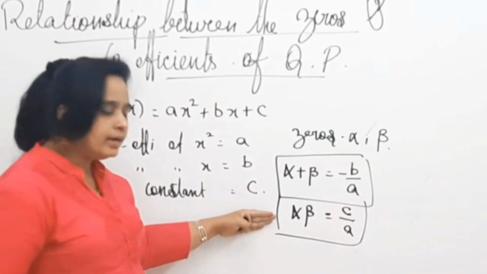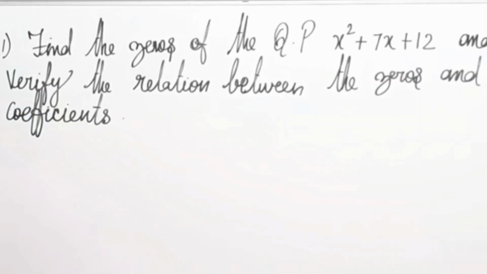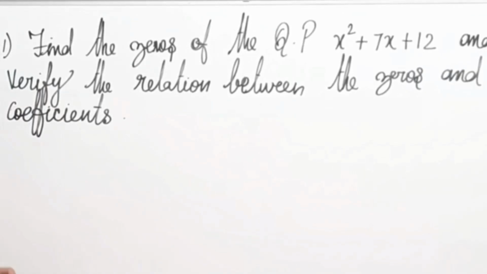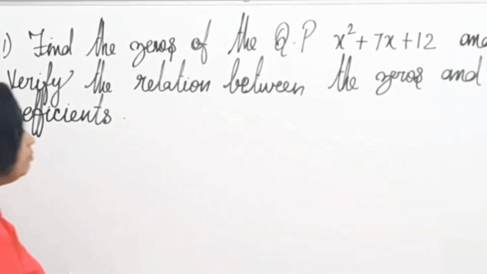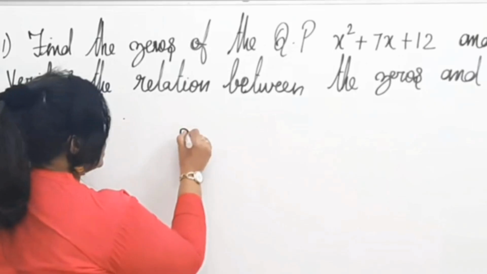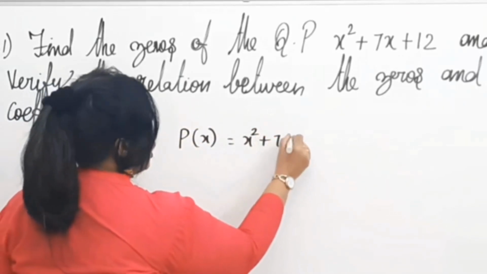So hope everyone understands. Shall we move on to the questions? The question says like this. Find the zeros of the quadratic polynomial x square plus 7x plus 12 and verify the relation between these zeros and coefficients. Now, let me write my polynomial first. P of x is equal to x square plus 7x plus 12.